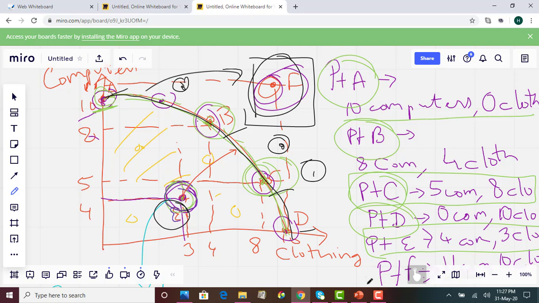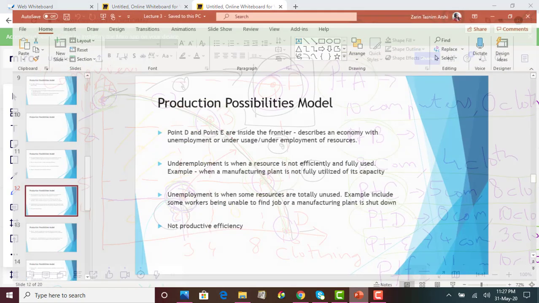So this graph gives us a lot of information, right? It tells us whether the economy is productively efficient or not, whether the economy is operating at an inefficient point, and whether a point is unattainable now but possibly achievable in the future. But other than this, there is a lot of other information that the PPF gives.